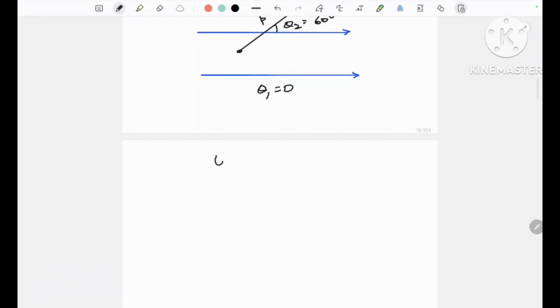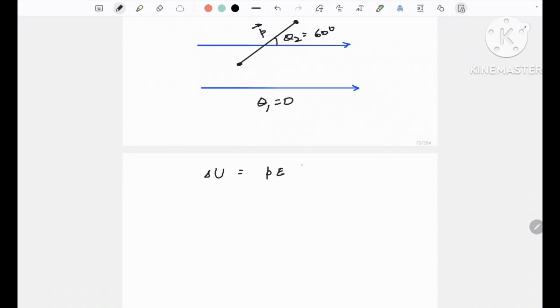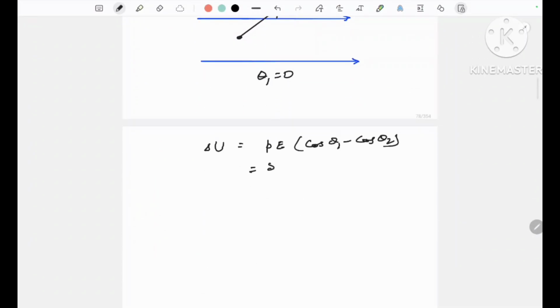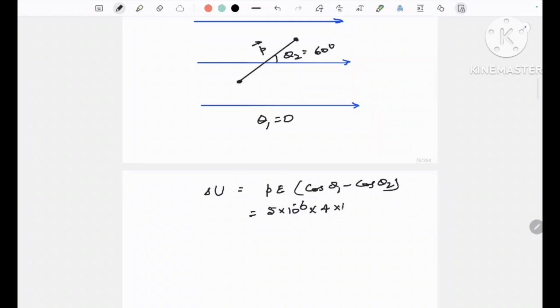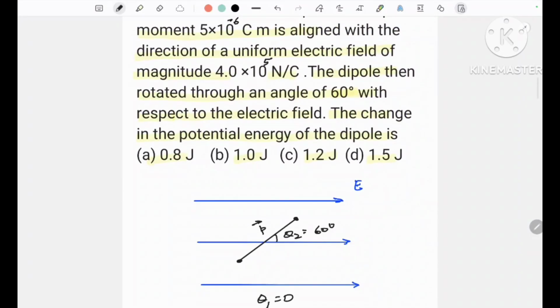So change in potential energy, delta U will be PE (cos theta 1 minus cos theta 2), and P is 5 into 10 to the power minus 6, into E is 4 into 10 to the power 5, (cos 0 degree minus cos 60 degree), 20 into 10 to the power minus 1, (1 minus half), or 2 into half is equal to 1 joule. This B is correct option.